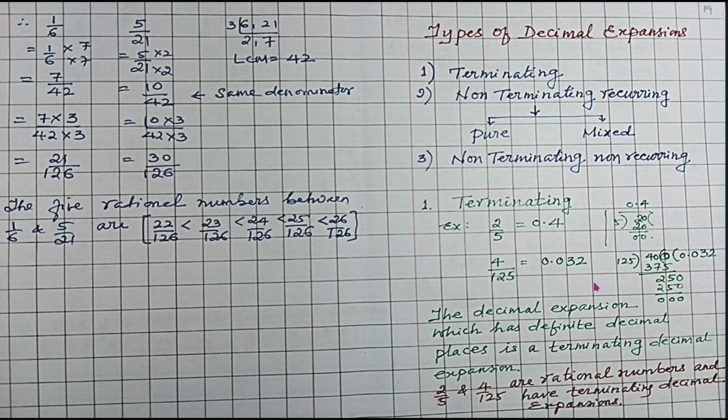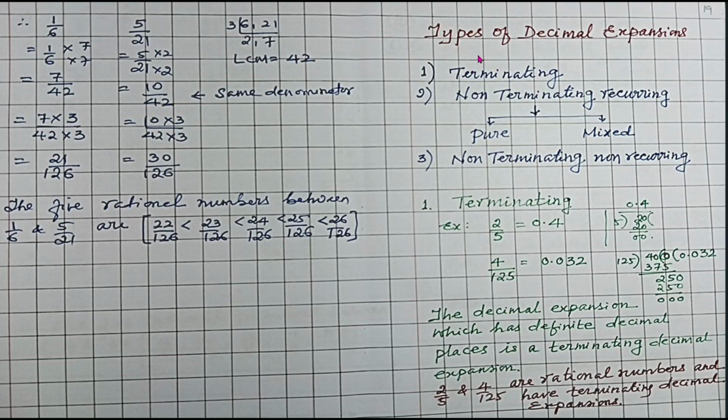Now, the next very important discussion is about types of decimal expansions. We already know what are decimal expansions. Now we have different types of decimal expansions, and they are the terminating decimal expansion, non-terminating recurring decimal expansions, which are two of them, pure and mixed. We'll be learning about it. Then we have the non-terminating, non-recurring decimal expansions. Let us learn one by one and understand them.